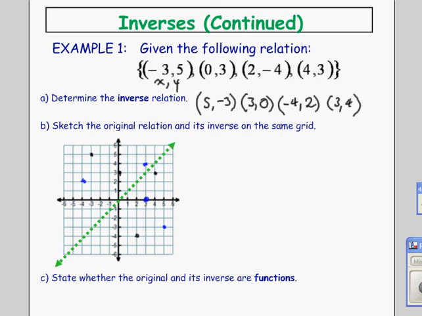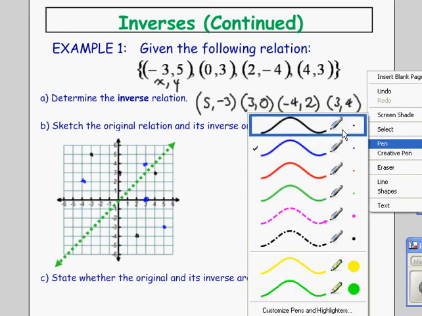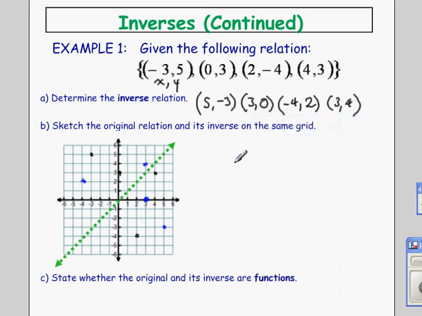The last part of this example is to say whether the original and the inverse are functions. If we look at the original relation, the black dots, we can see that each x has only one value for y. It passes the vertical line test. So the original one is a function, so the black dots are a function.